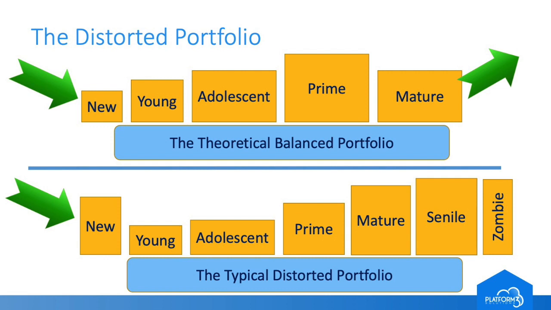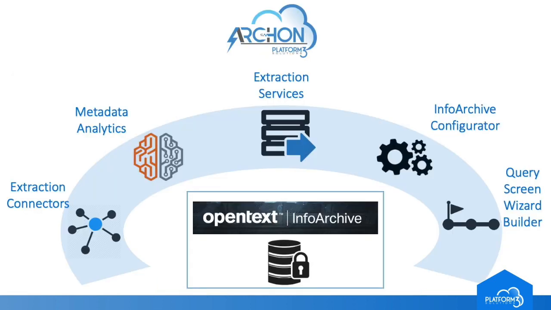The bloat of aging and mature applications that turn into downright senile or complete zombies sit in the back of the data center and never get unplugged, consuming power, money, people time, and space. Organizations have options because of Platform 3 and OpenText.